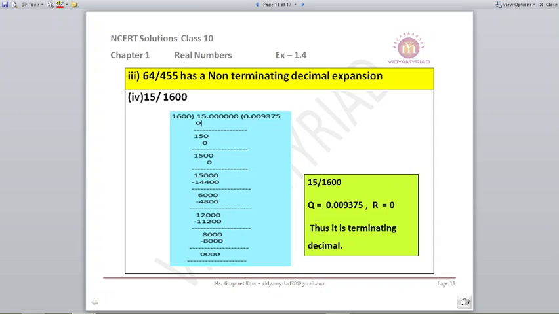You will get 0.009375 and you stop at 5. Your remainder comes out to be 0 and thus it becomes a terminating decimal.